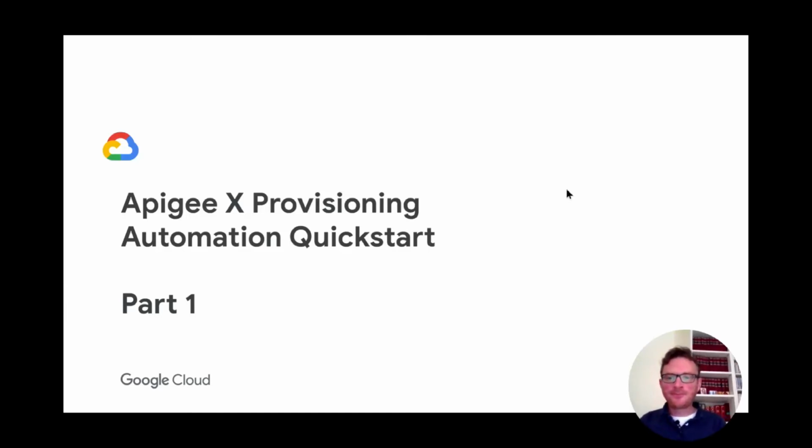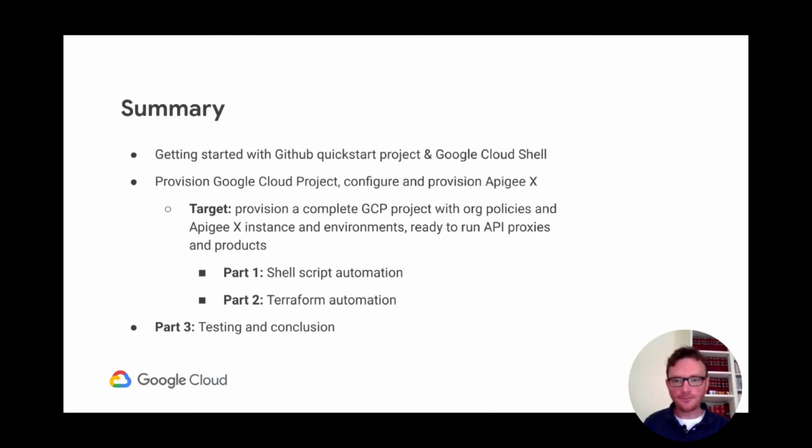Hey everyone. In this video, I want to guide you through provisioning a Google Cloud project as well as the Apigee X API management platform in Google Cloud, all in one go, so completely automated end-to-end in a Quickstart format. Meaning really from start to finish, no manual intervention needed, everything automated. And we're going to do this in a couple of different approaches. So let's just dive right in.